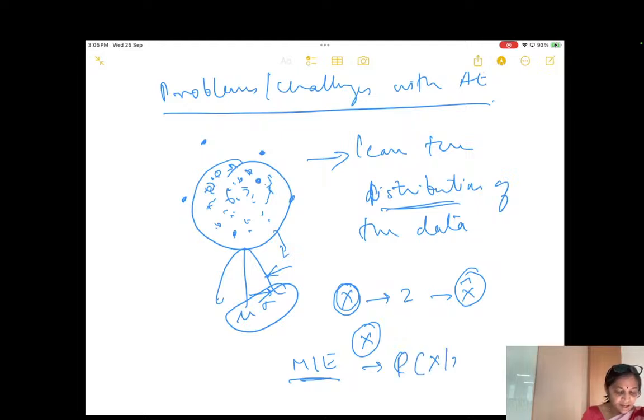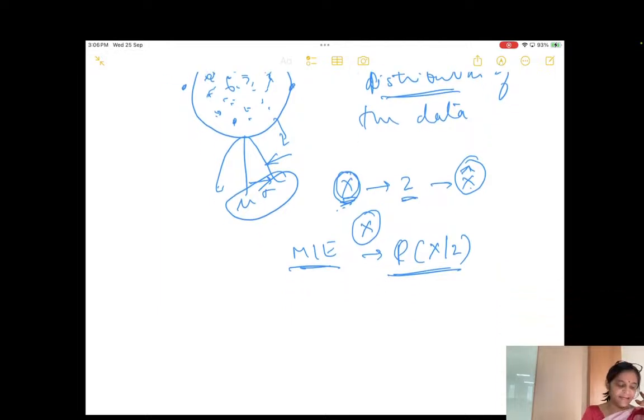All autoencoders, whatever we have done so far, are maximizing X given Z. What am I doing? I am getting X cap from Z. What is X cap? It is maximizing the probability that it is as close as X. What you are actually maximizing is this. In other words, we are saying maximize Z given X.